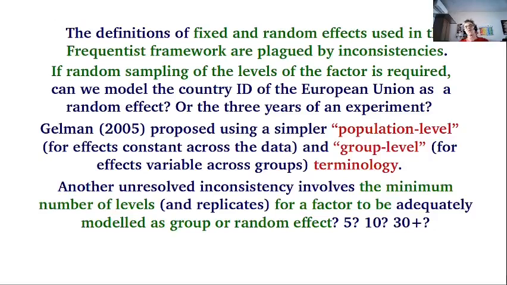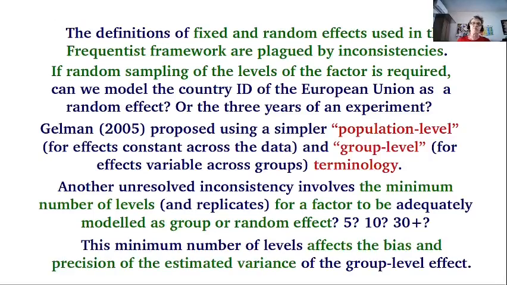Another unresolved issue involved in the modeling of categorical explanatory variables as random effects in the frequentist model is the minimum number of levels and replicates within a level of a factor to be adequately modeled as random effects. If you ask a statistician, he or she would say that you need at least 30 or more. If you ask a biologist, there is a sort of folklore attitude of using at least 5, but there is no theoretical reason for preferring 5 or 6 or 7 or 10.